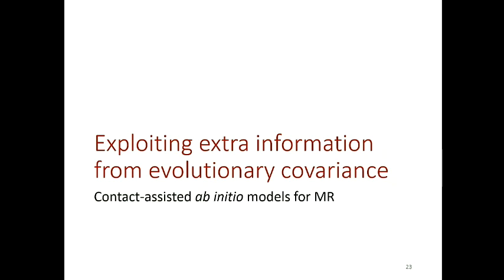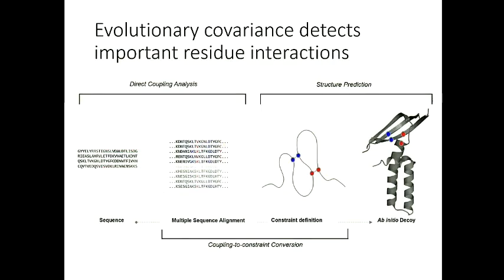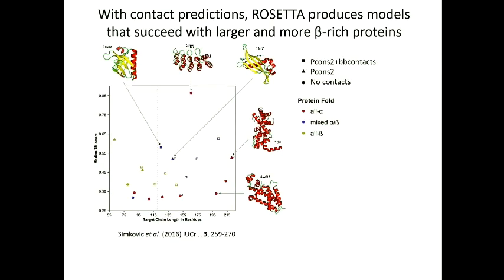So finally, this big excitement in bioinformatics over evolutionary covariance, allowing us to predict these contacts, and what I'll be talking about today, making better models as a result. We looked at this back in 2016, so the contact methods have actually improved significantly since then. But even at that point, we realized that factoring this information in allowed us to solve structures that were much bigger and much more beta-rich than we previously managed.